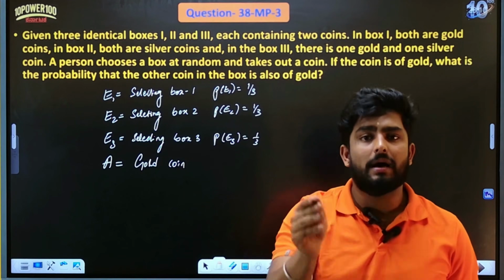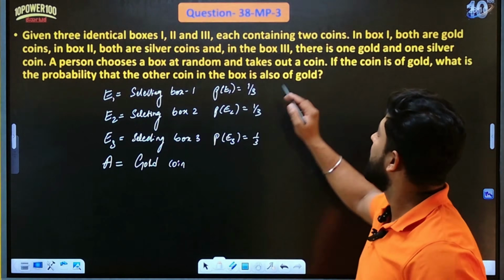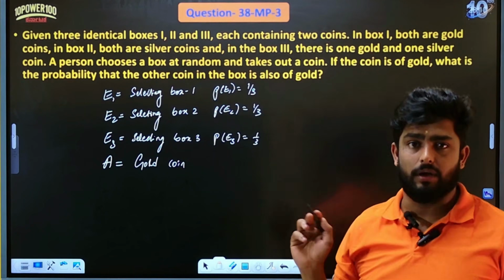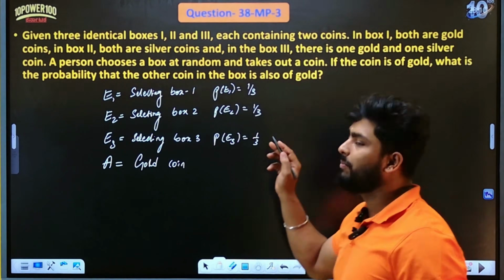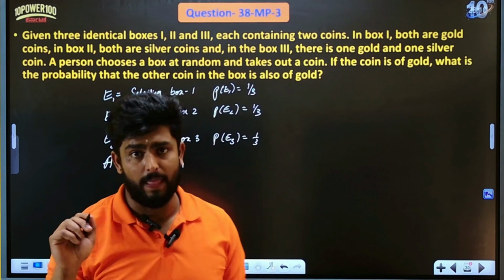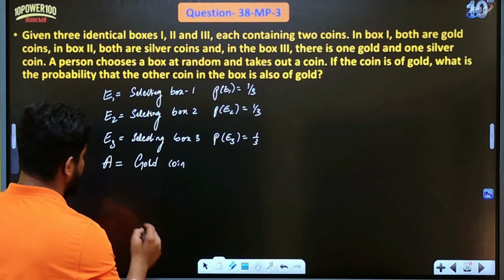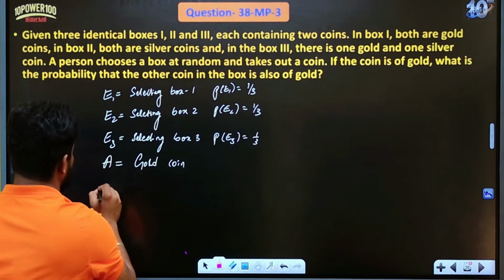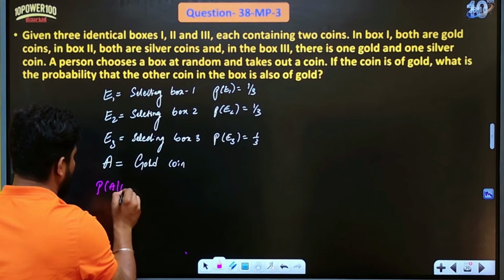Because only in box 1 both coins are gold. In box 2 both are silver coins. In box 3 there is one gold and one silver coin. So that means they're talking about the probability of E1 given A. Okay, so let's find that out. So probability of A given E1.